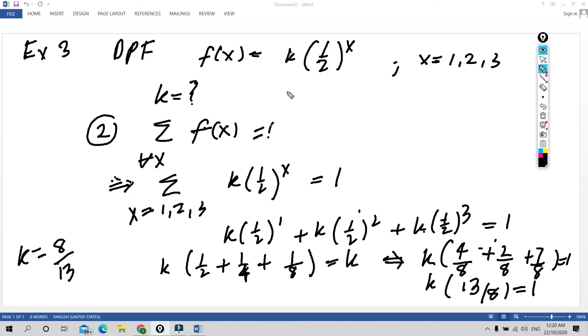So our new function here is equal to 8/7 times (1/2) to the power of x, because k is equal to 8/7.